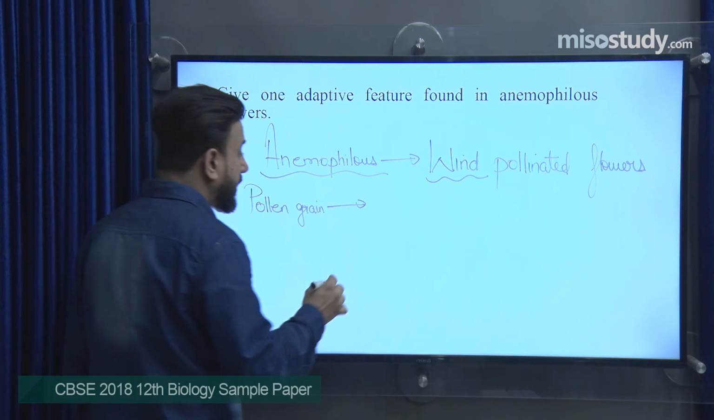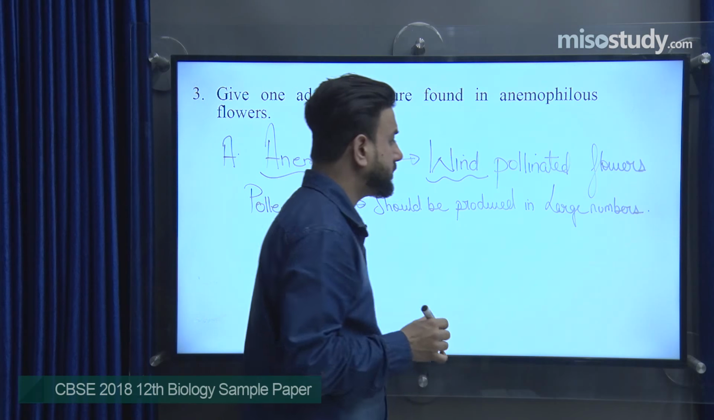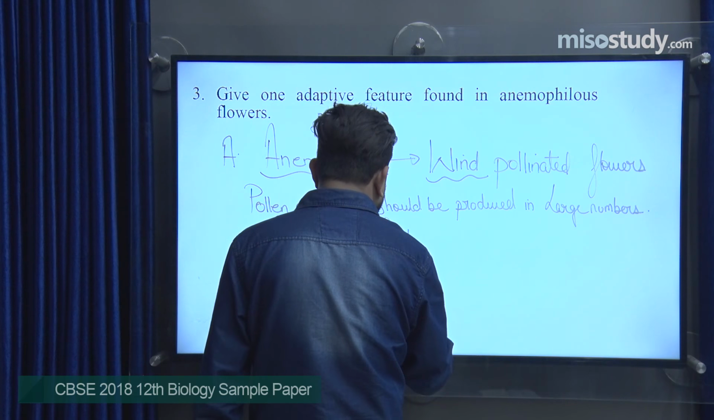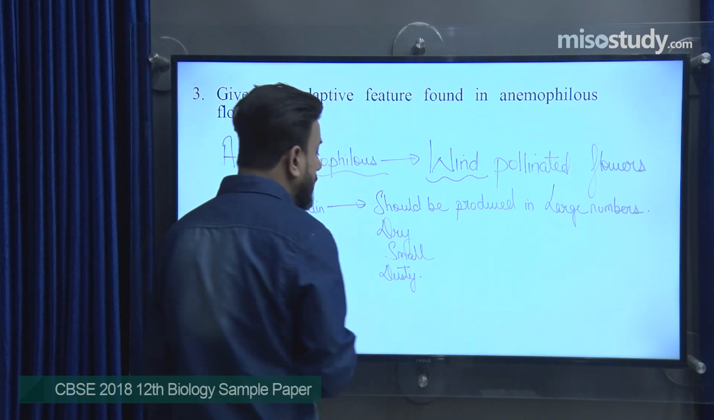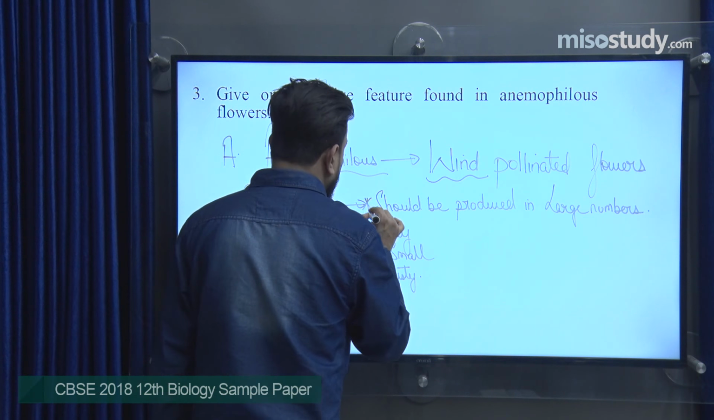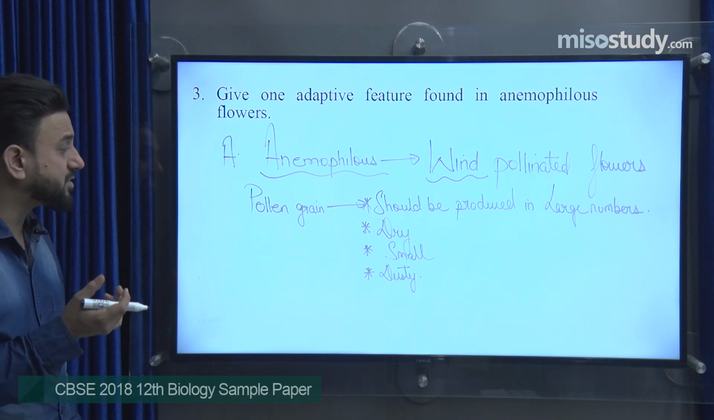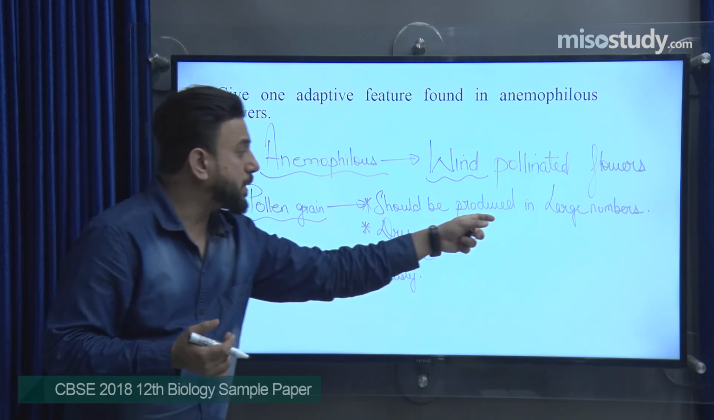It should be produced in large numbers. It should be dry. They should be small. It can be dusty. Dry, small, dusty. And it can also have some feathers or wings, because they can be carried away by the wind. So these should be produced in large numbers.